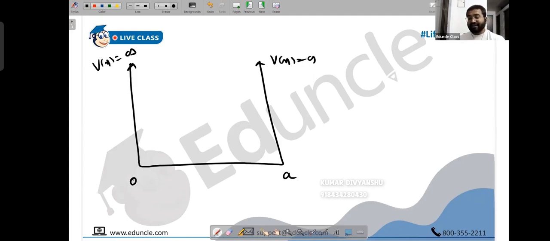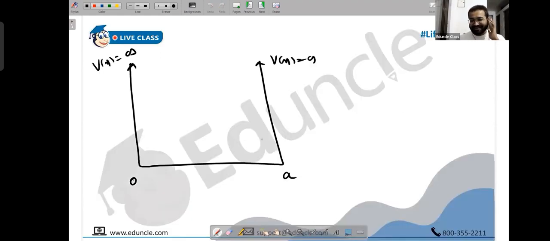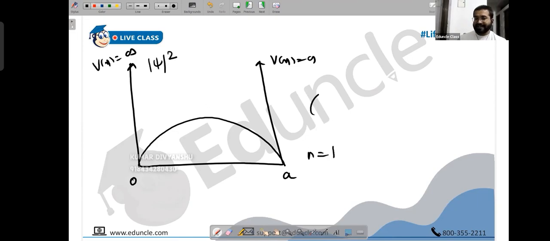This is actually a good question, because if it were a symmetric box, then the answer would be different, and cos would come in. But we are going with the default case. For the ground state, we already know the answer. We just have one wave for the ground state. If you plot mod psi squared, for ground state it is just one, for first excited you had 2, for second excited you had 3. I hope you are recalling this.